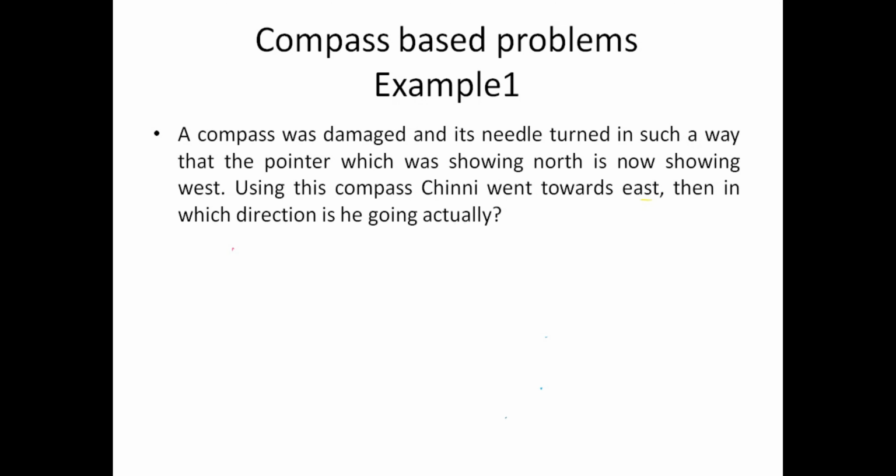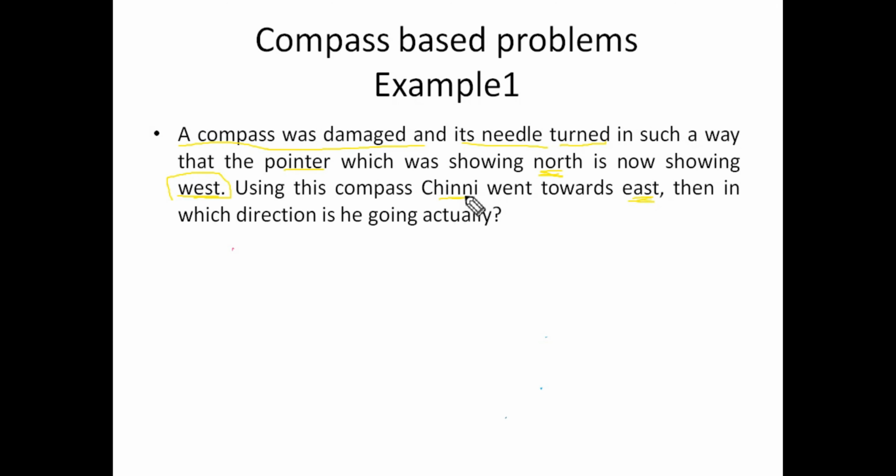Read the question first. The compass was damaged and its needle turned in such a way that the pointer which was showing north, actually it should show north, is now showing west. So by mistake it is showing towards west. Actually it should show towards north only, but it is showing west. And using this compass, Chinni went towards east.